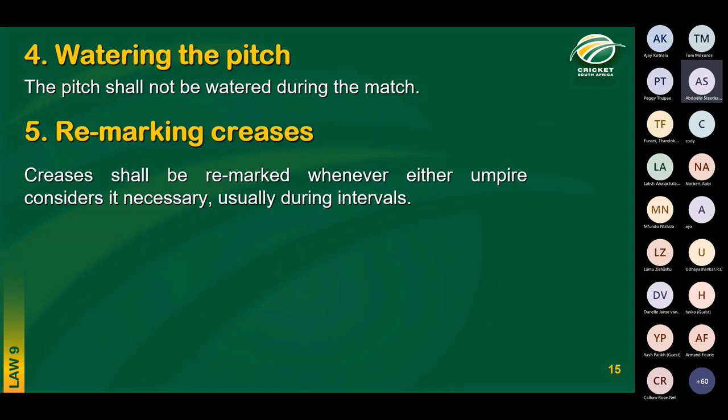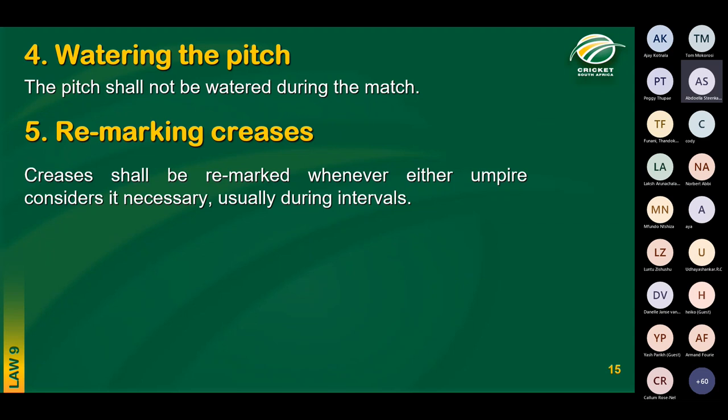The pitch may be cleared of debris. So the ground staff will clear the pitch of debris, and the fourth umpire needs to supervise this. What the ground staff will also do is remark the creases, especially the popping crease, with bowlers landing continuously on the popping crease.